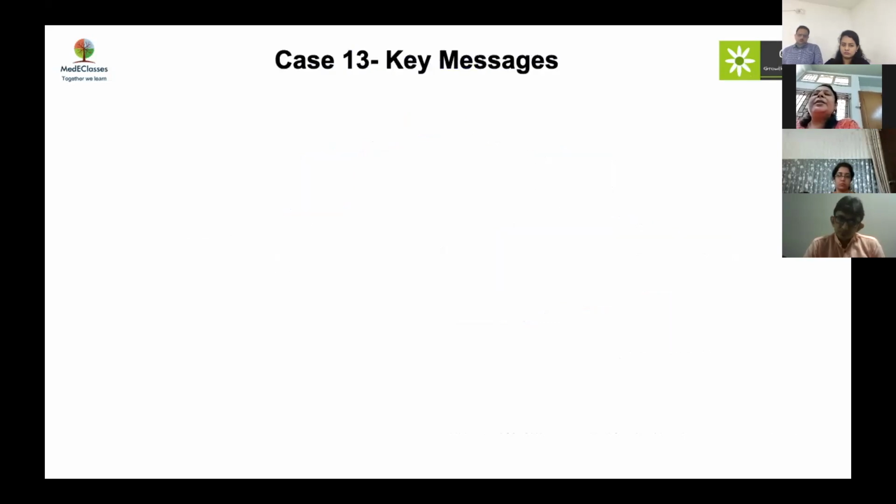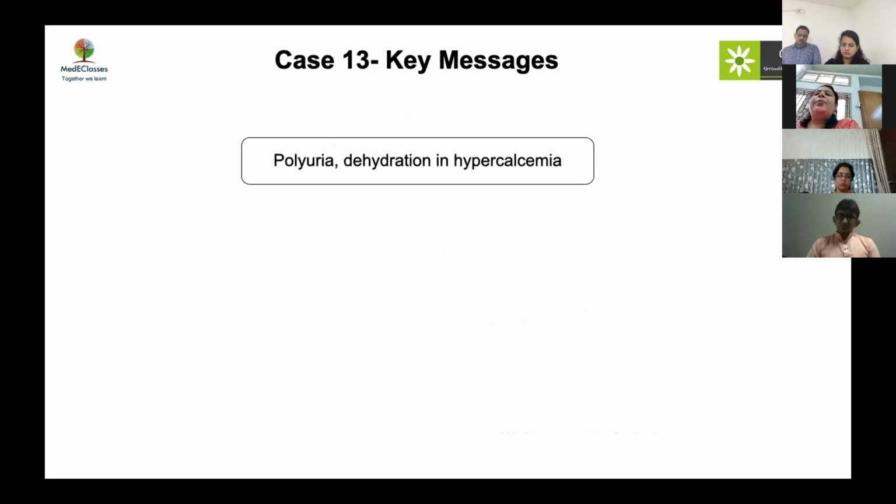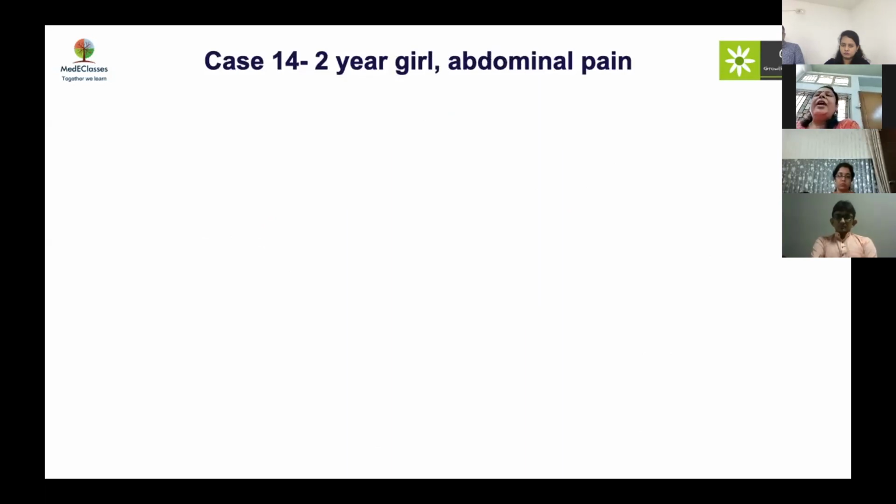So it should be suspected in any child who presents with hypercalcemia and there is a high or normal parathormone level, and always suspect it when the child presents with polyuria, dehydration, irritability or encephalopathy.